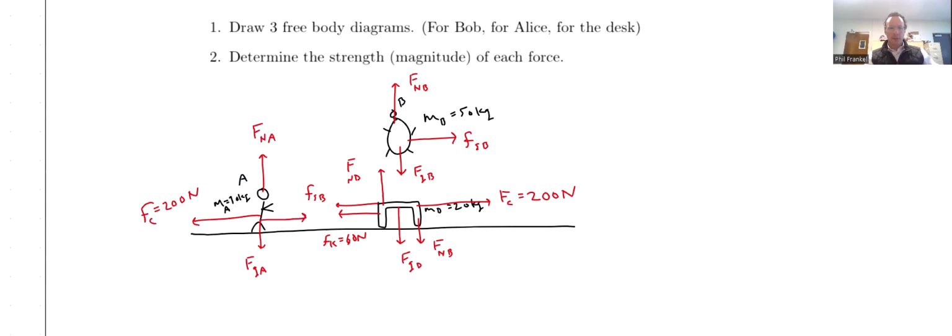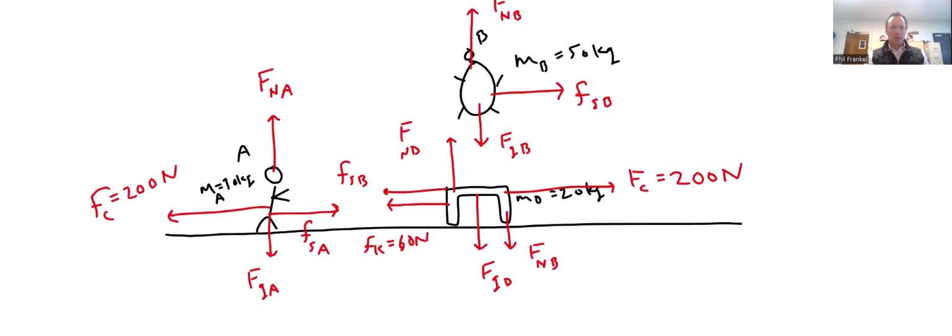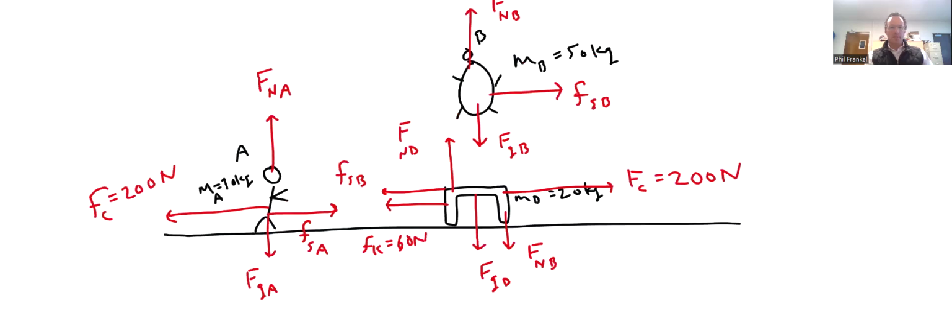So there is a force of static friction, which I'll call FSA. That's the force of static friction acting on Alice's feet. And I'll zoom in on this just a bit so that you can see this a little better. Okay, so Alice is being pulled down by gravity, pushed up by the normal force, pushed leftward by the desk, but pushed rightward by the floor via static friction.